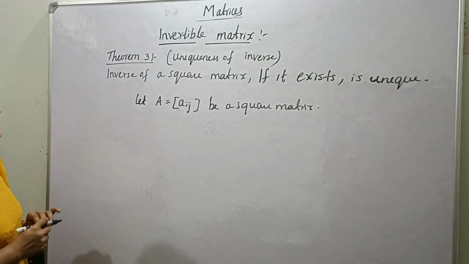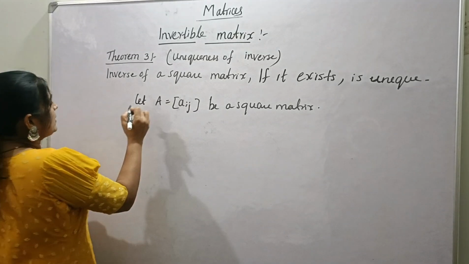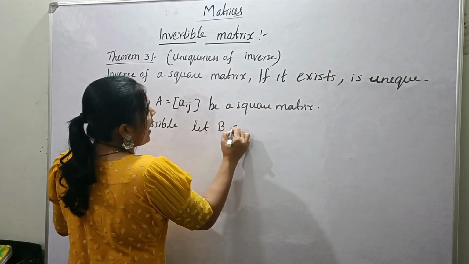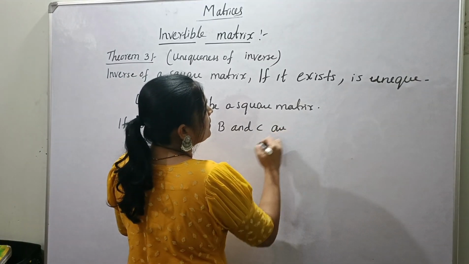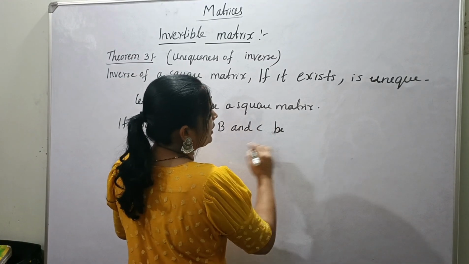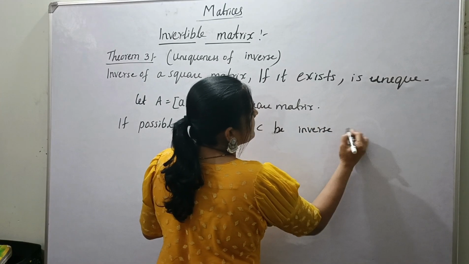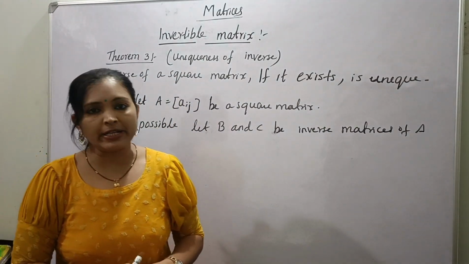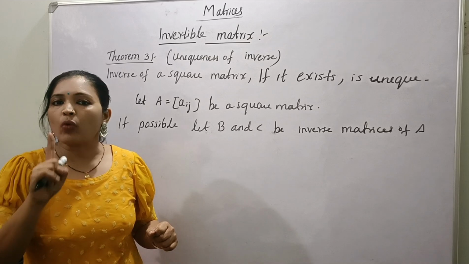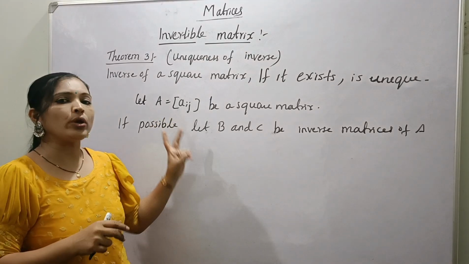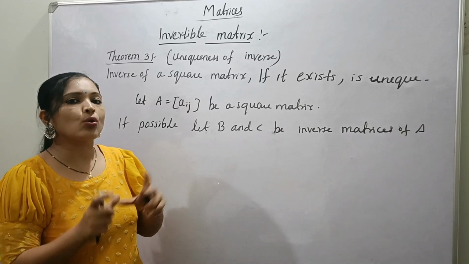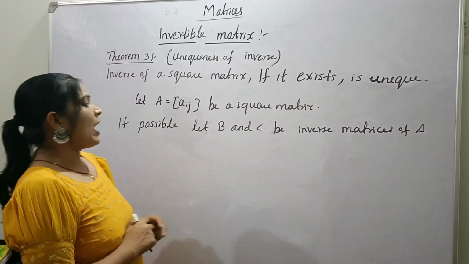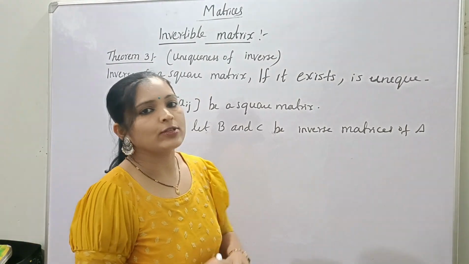So here we have taken a matrix A to be a square matrix. Then, if possible, let B and C be inverse matrices of A. Here we have taken two inverse matrices. Here we have to show there is only one inverse matrix. For that, we have taken two inverses. Now what we have to show? We have to show B is equal to C. For uniqueness, we have to show B is equal to C. So here we have taken B and C to be inverse matrices of A.